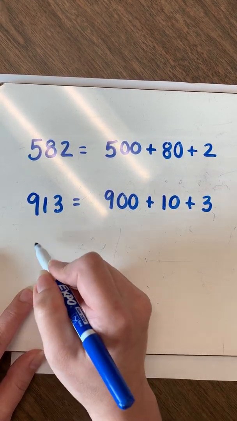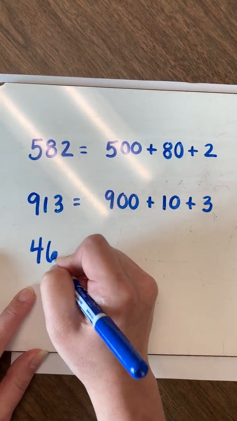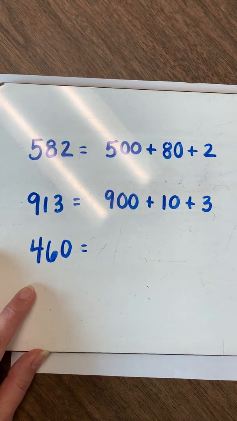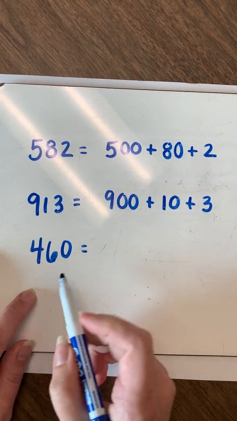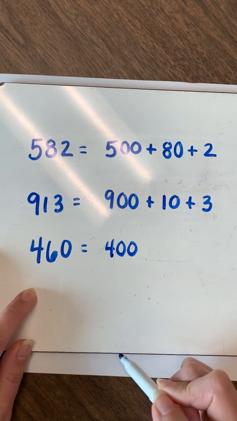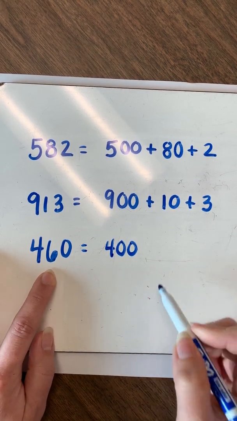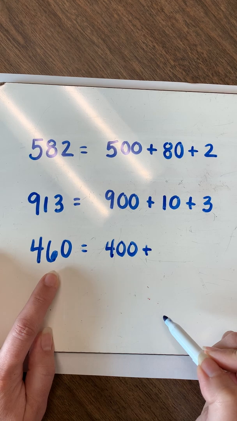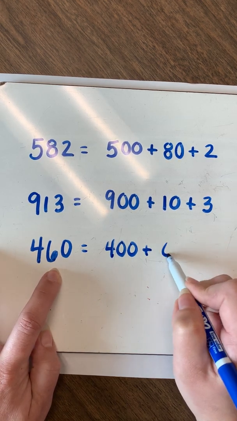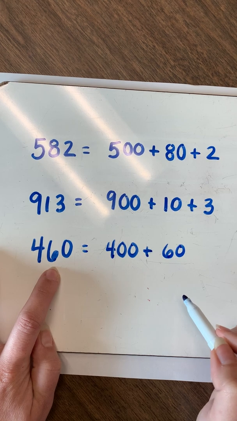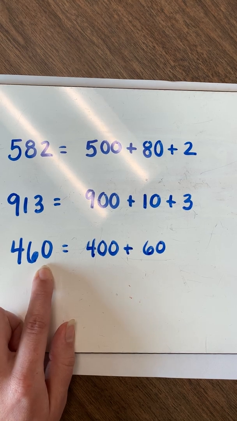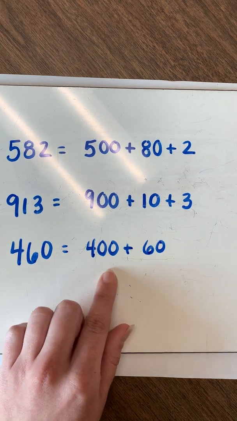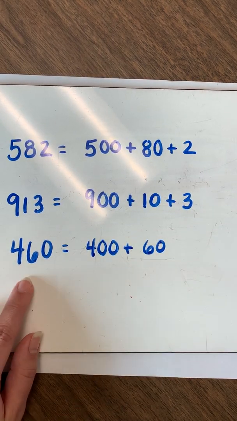How are we going to write 460 in expanded form? Start with your hundreds. 400. Now your tens. 60. 6 and fill in a 0 for that place value. And then, do we have any ones? Nope, so we don't have to include it. 400 plus 60 is 460.